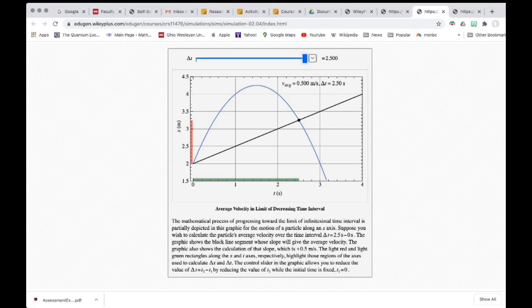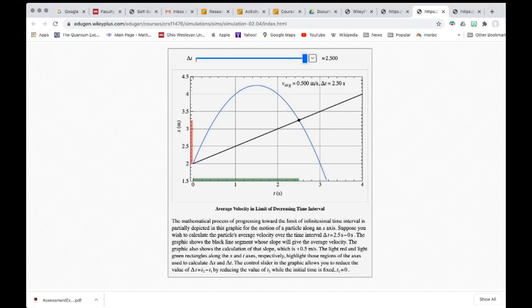Now, for that time interval, there's a delta x. There's a displacement, a change in position. The initial x is 2 meters, and at the end of this time interval, it looks like the final x is about 3.25 meters. And so the delta x is represented by the red rectangle on the x-axis. See it over there on the left?